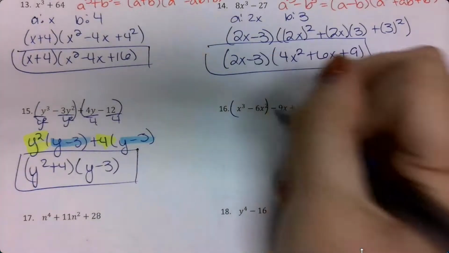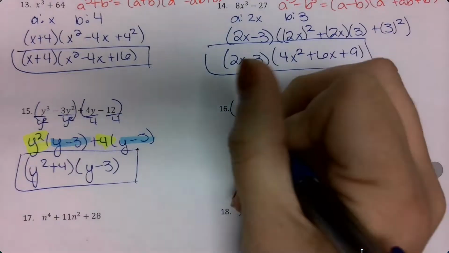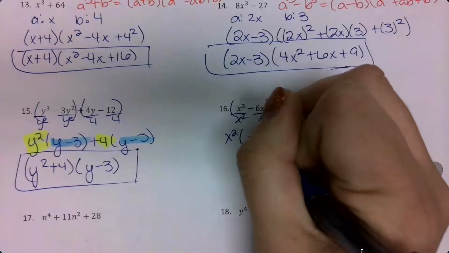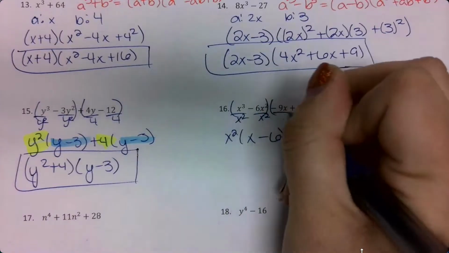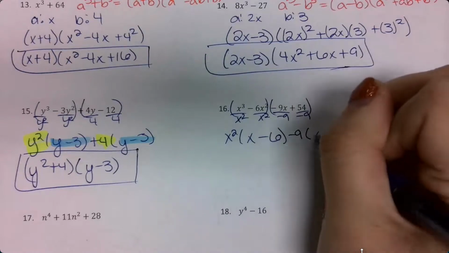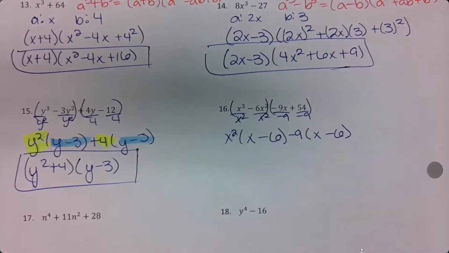So over on 16, same idea, split it up into two groups. My first part can get x squared taken out. I have x squared times x minus 6. My second group, I always want to make that leading term positive, so I'm going to divide both of them by negative 9. That gives me x minus 6 again in the parentheses.